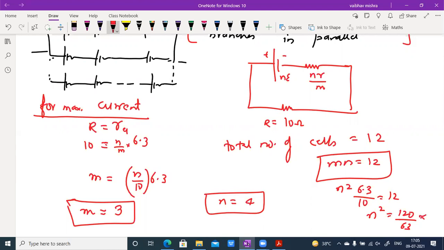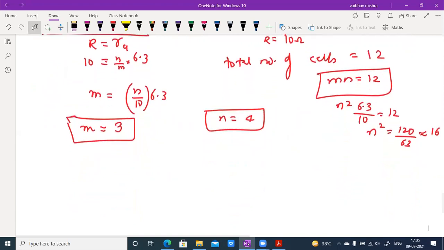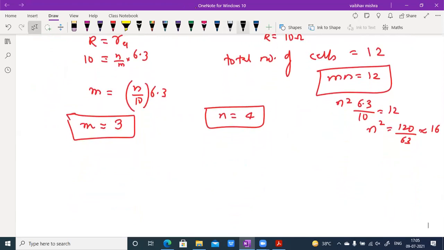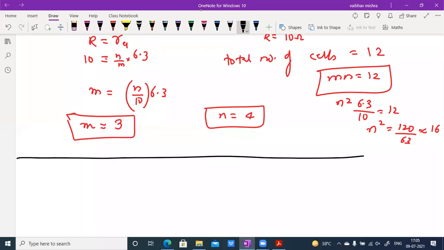This is taken approximately 16 and m square will be taken as only 9. So 4 into 3 is 12, which is not exact value, but approximated to the nearest integer because m and n can be only integer. Power transfer theorem is external resistance should be equal to internal resistance, then only the total current, the current and the power in the circuit is maximum.